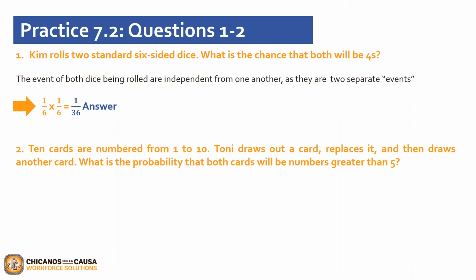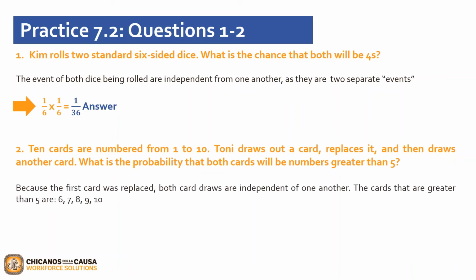Question 2. 10 cards are numbered from 1 to 10. Tony draws out a card, replaces it, and then draws another card. What is the probability that both cards will be numbers greater than 5? So because the first card was replaced, both card draws are independent of one another, kind of like with question 1. The cards that are greater than 5 are 6, 7, 8, 9, and 10.